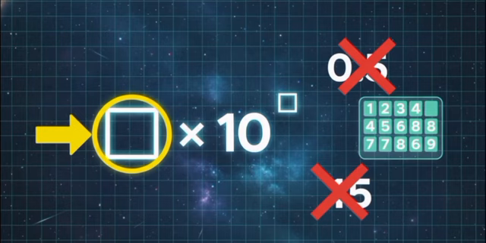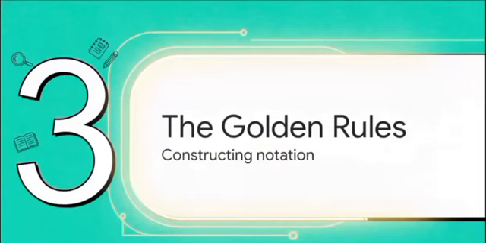Now, I want you to notice the strict mathematical boundary we have to follow with this. The numerical part at the front, the base number, must always be written as a number from 1 to 9. It can't be 0.5, and it definitely can't be 15. It has to be a single non-zero digit sitting right to the left of the decimal point. And then, that single-digit number is multiplied by a whole number power of 10. That's the core structure. So, how do we actually build this? Well, that brings us to Section 3, the golden rules, or how to construct the notation.